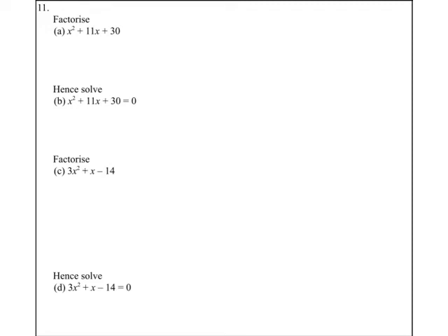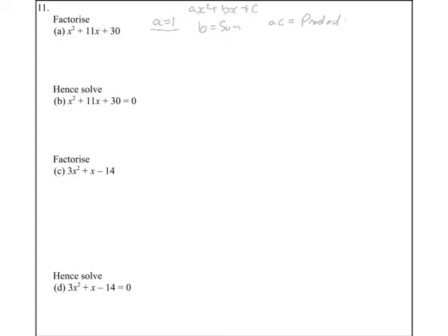Okay, question 11, factorising quadratics and solving equations. So first thing we notice with A is that A equals 1. Now, we need to think really carefully about what we're talking about here. The coefficient of x squared is A. B is the coefficient of x, and that's the sum value. And A times C is the product value. So that's going to be the same for all these questions.